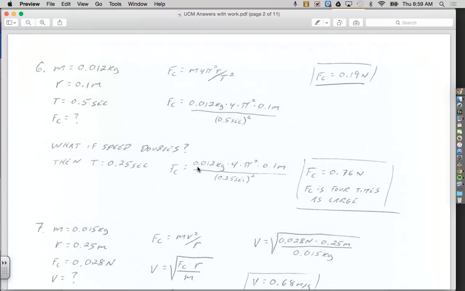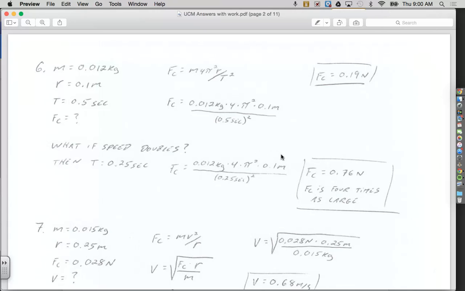And that means my numerator is the same, 0.012 kilograms for my mass, 4 pi squared, and my r is 0.1 meters. But now I'm dividing by 0.25 seconds, and again, don't forget to square it. When I do that, I get a centripetal force of 0.76 newtons, which is 4 times larger. Why is that? That's because when I cut my time in half, I'm squaring that. And that turns it into a factor of 4, not a factor of 2. So my centripetal force gets 4 times bigger.